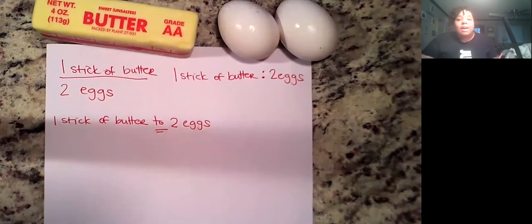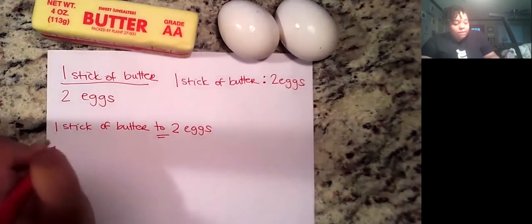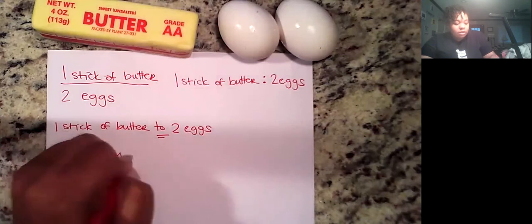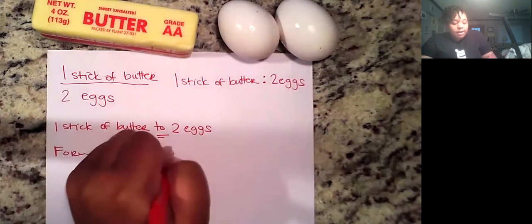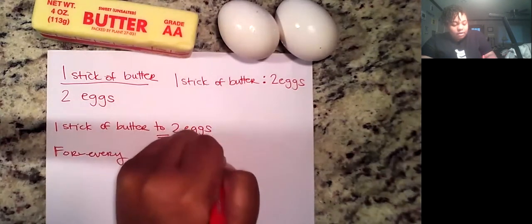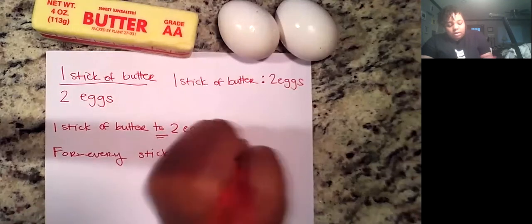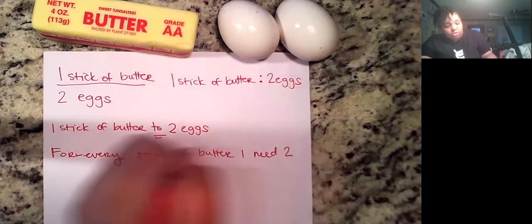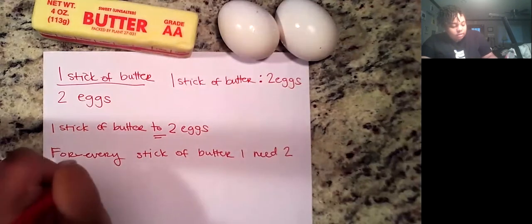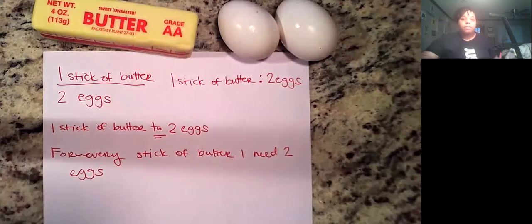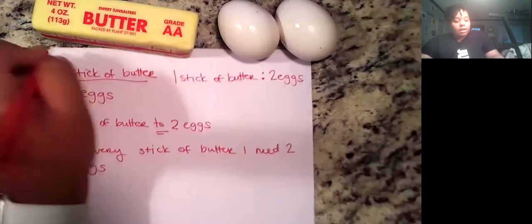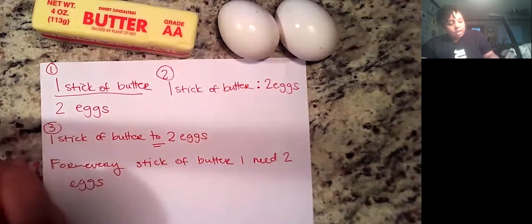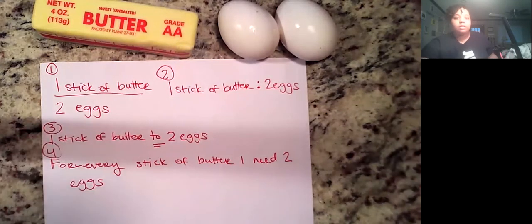And the last way is in a sentence. For every stick of butter, I need 2 eggs. We've written it in 1, 2, 3, 4 ways.